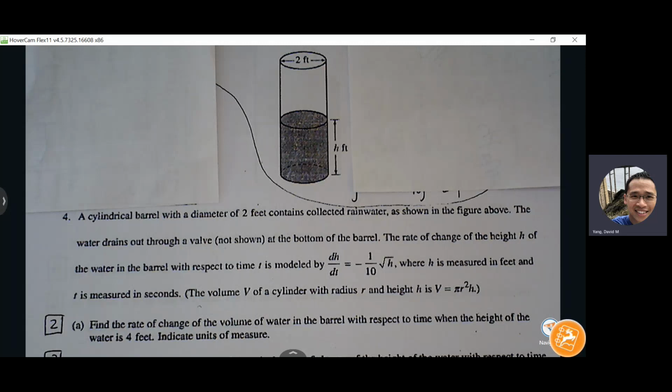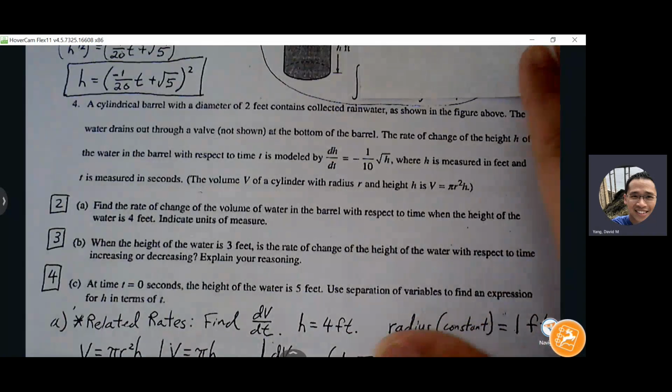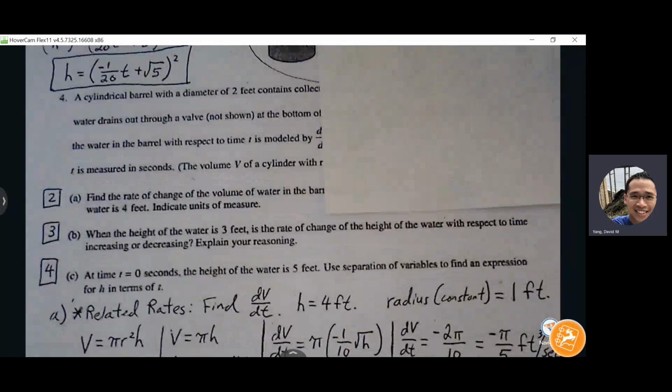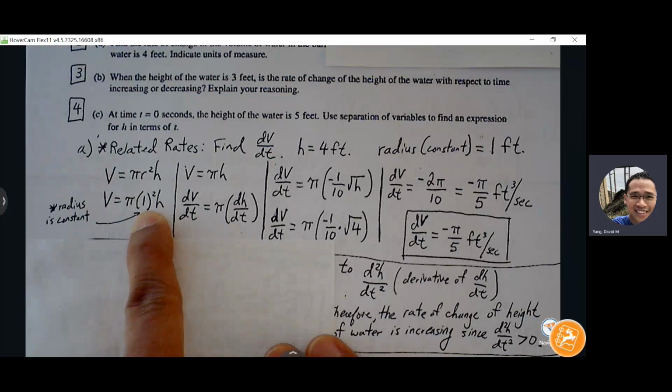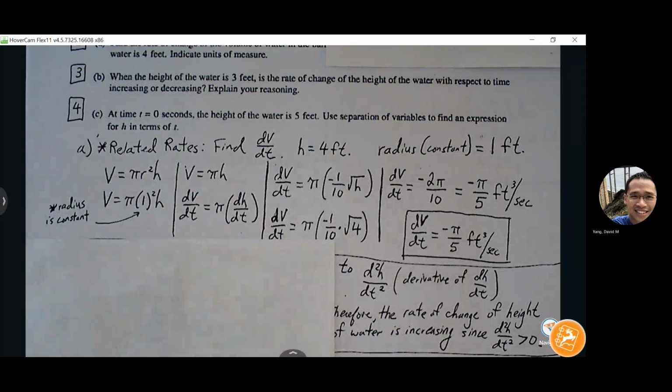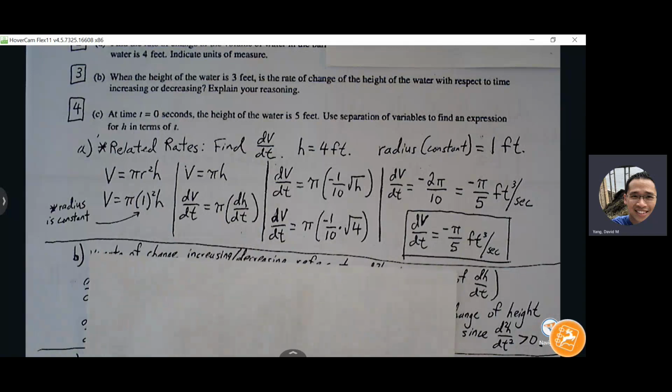Find the rate of change of the volume of the water with respect to time. So there's the related rates here. So we want to find dV/dt, but before we do that, we know that our radius is a constant, so we can just quickly get rid of that radius variable and start off with V equals pi h, right? Because my radius squared, 1 squared is 1, that goes away. So I can just find my related rates derivative starting at a relatively easy equation. So V becomes dV/dt, pi stays, h becomes dH/dt.